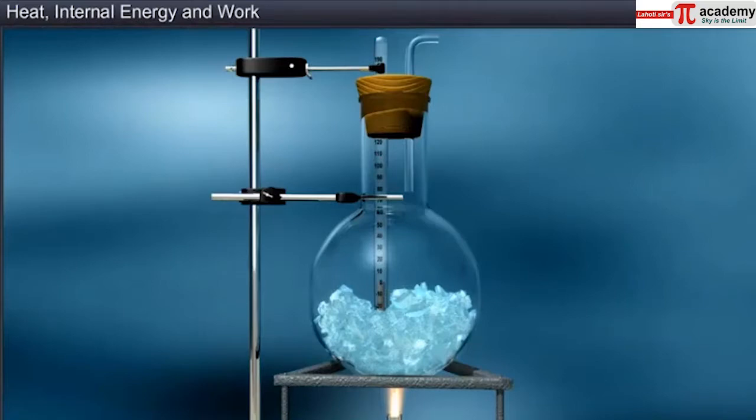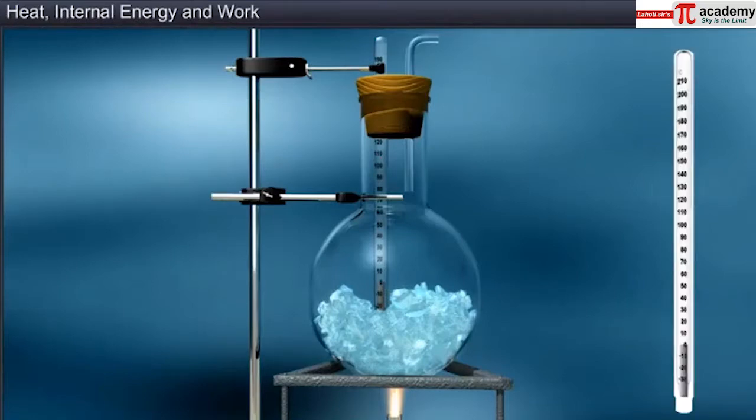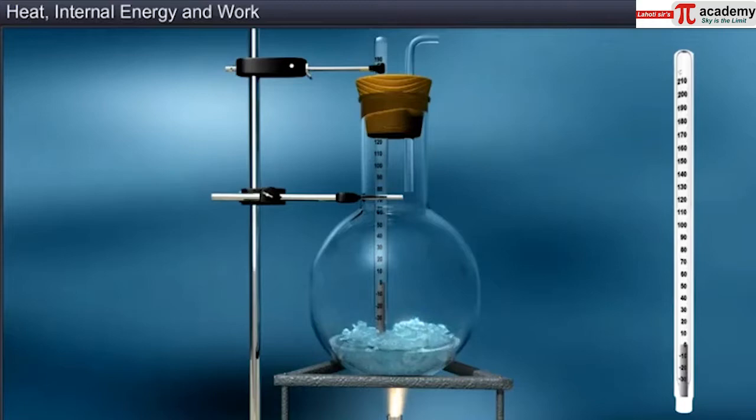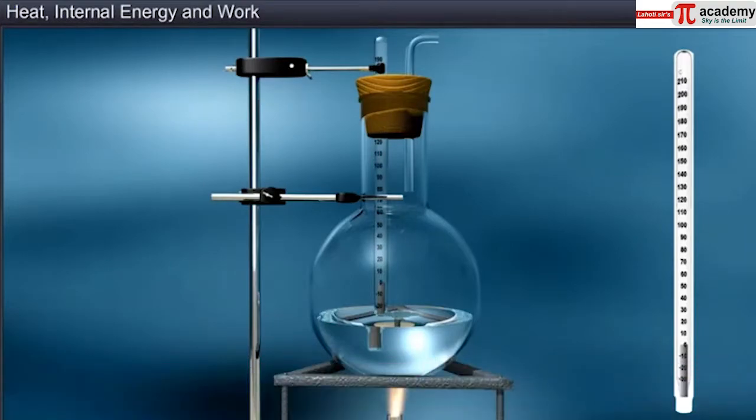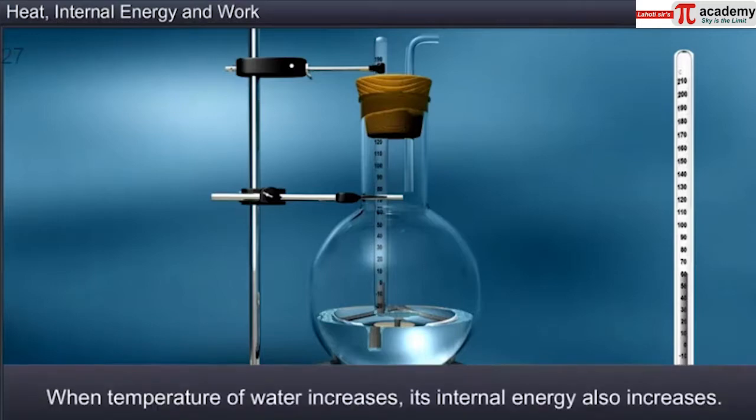For example, ice at 0 degrees Celsius converts to water at 0 degrees Celsius by absorbing heat energy. Though there is no change in the temperature, the internal energy of ice increases when it is converted to water. On the other hand, if water at 30 degrees Celsius is heated to water at 60 degrees Celsius, both the temperature and internal energy of water increase.